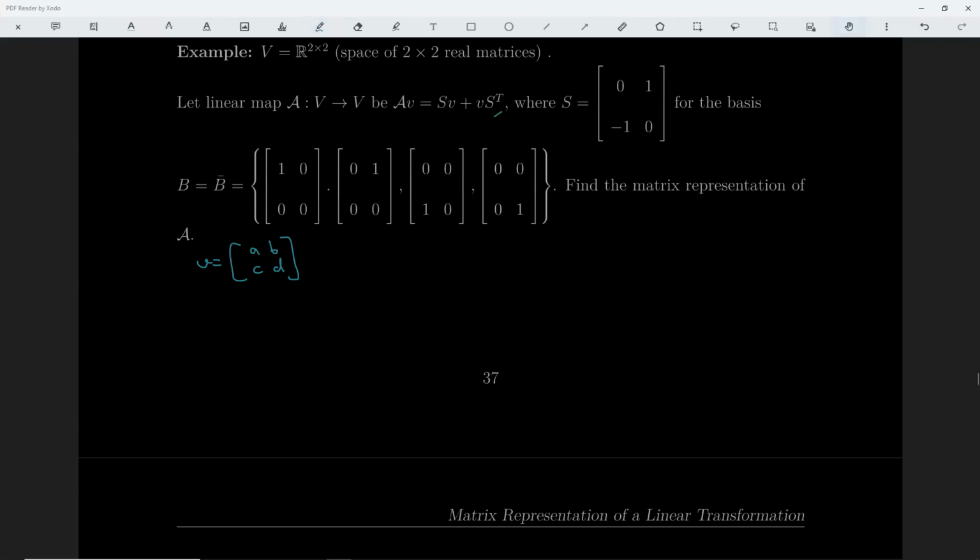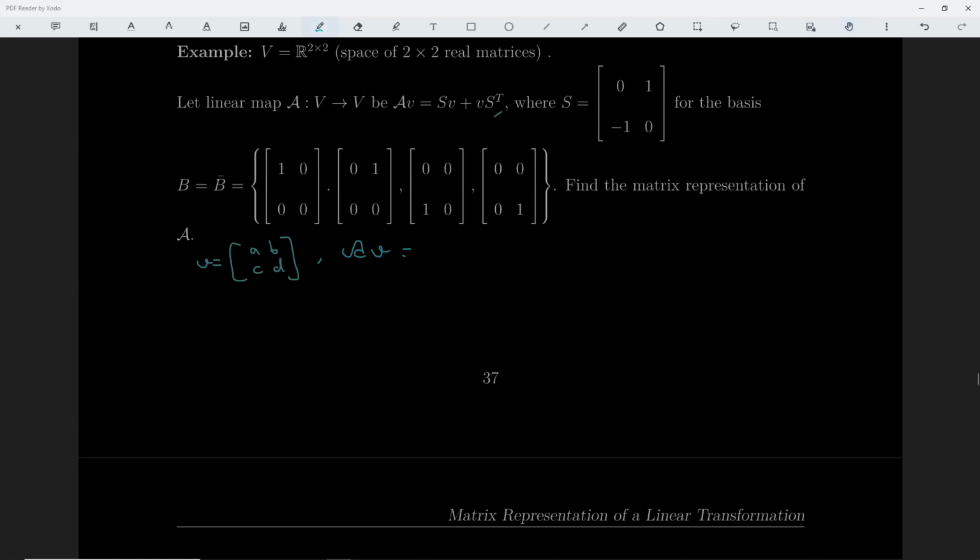Let's see what the linear transformation of that matrix is. So let's try to write down AV and see what happens to that. Later on I will replace those V's with the basis vectors in B, but I would like to first see what happens to this general ABCD matrix.